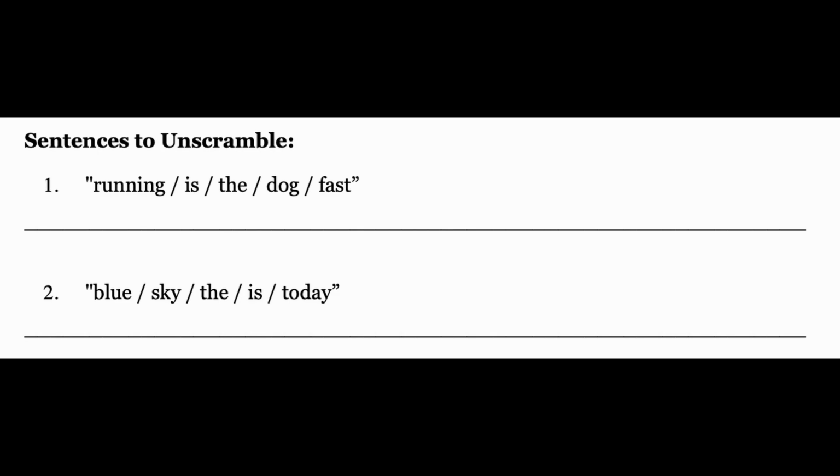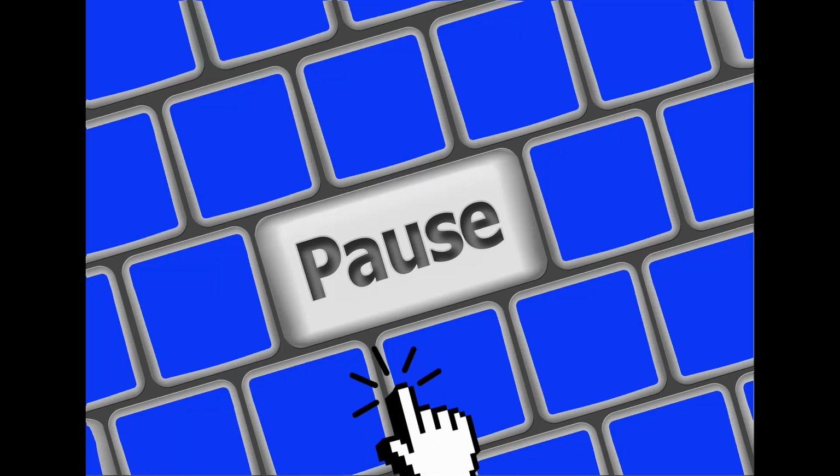Number 2. The second scrambled sentence is, blue sky, the, is, today. Pause the video now and see if you can do this. We'll come back and go over the steps together when you are finished.